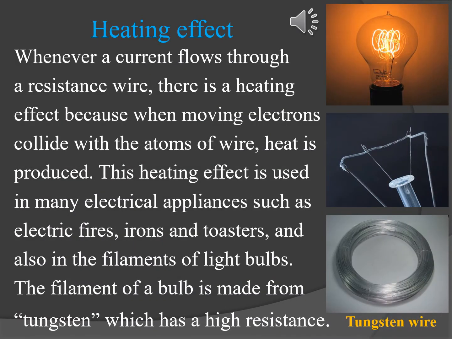Heating effect – whenever a current flows through a resistance wire, there is a heating effect, because when moving electrons collide with the atoms of wire, heat is produced. This heating effect is used in many electrical appliances such as electric fires, irons and toasters, and also in the filaments of light bulbs. Dear students, the filament of a bulb is made from tungsten, which has a high resistance.